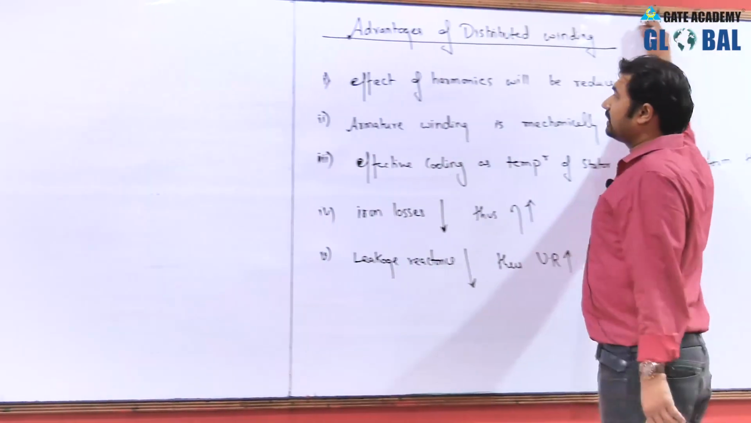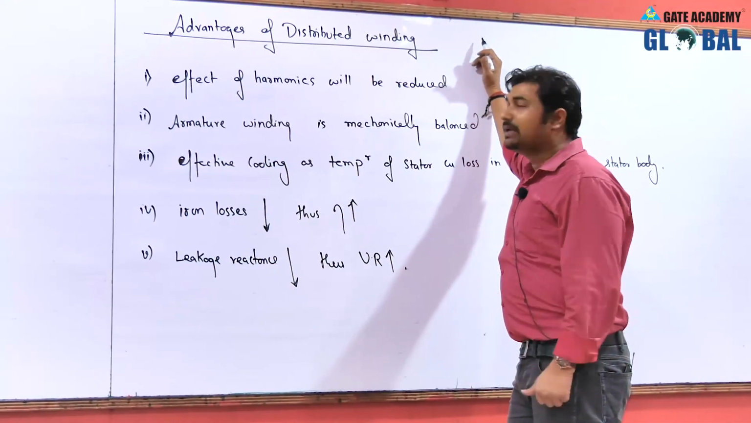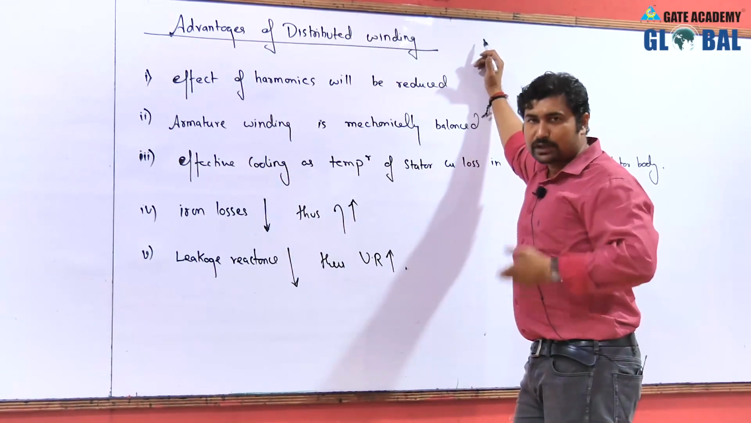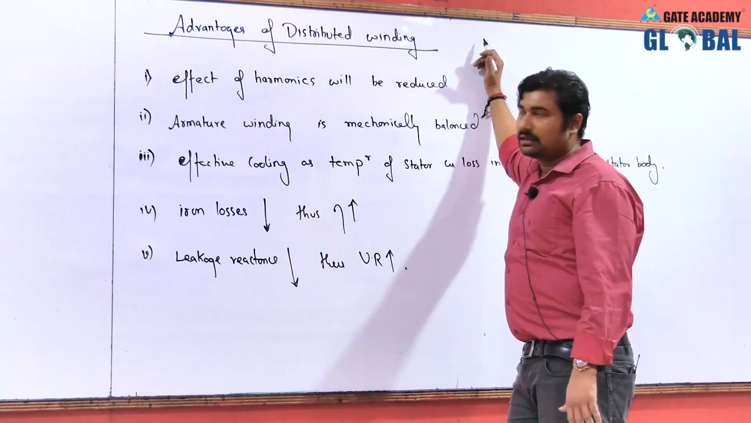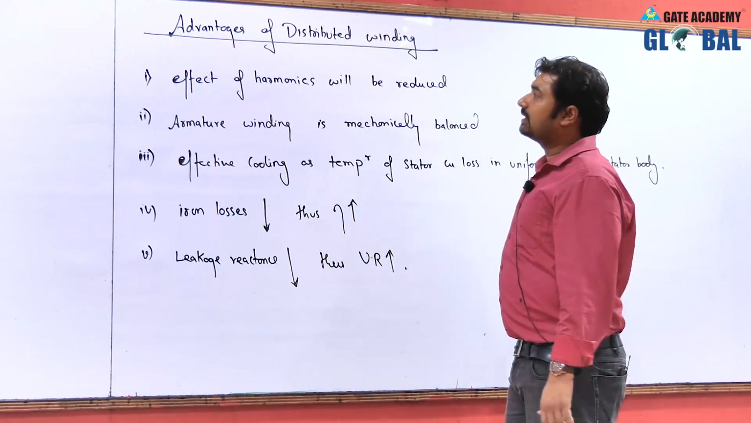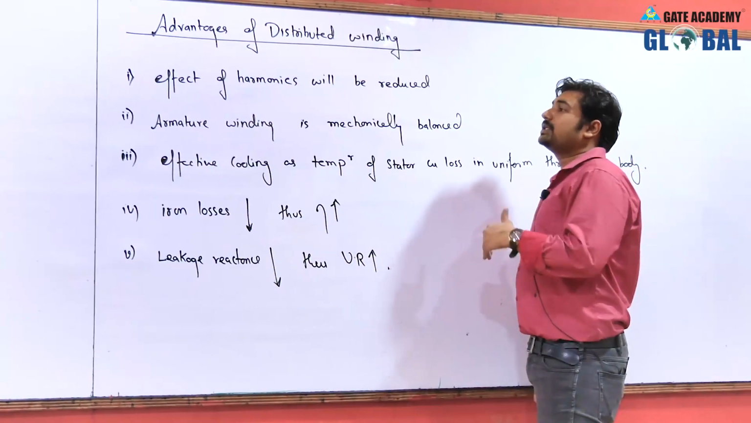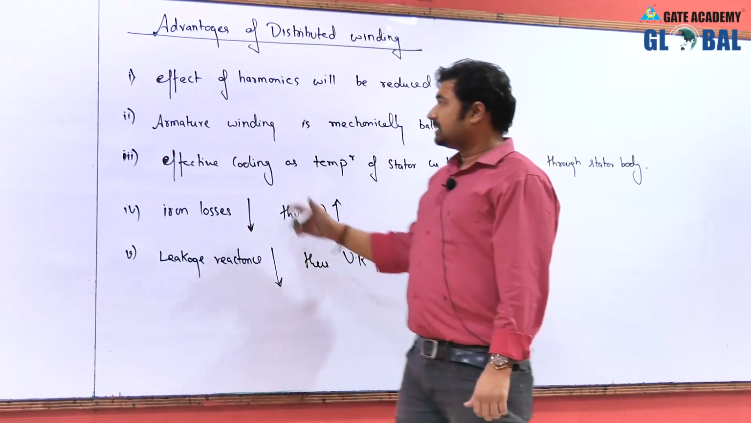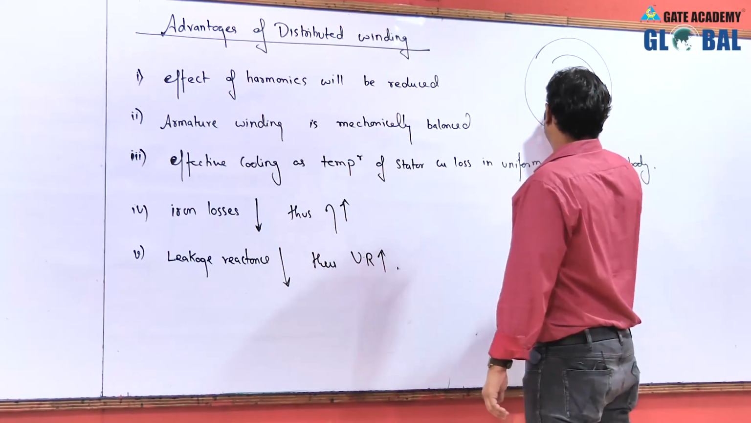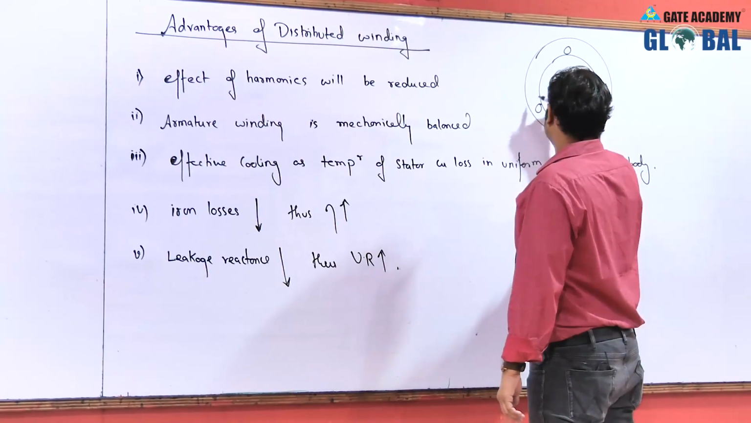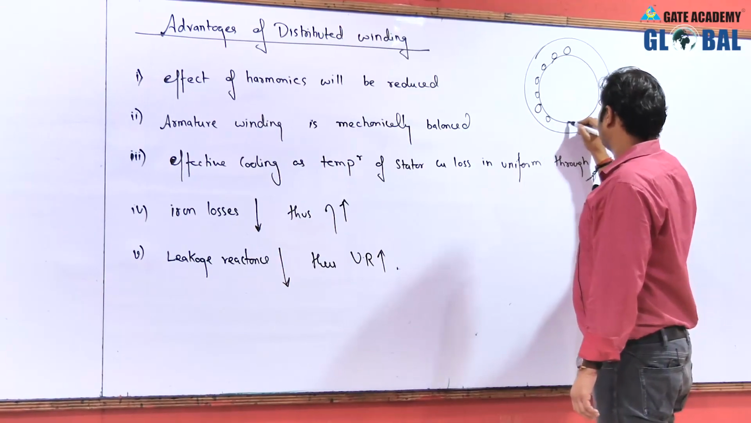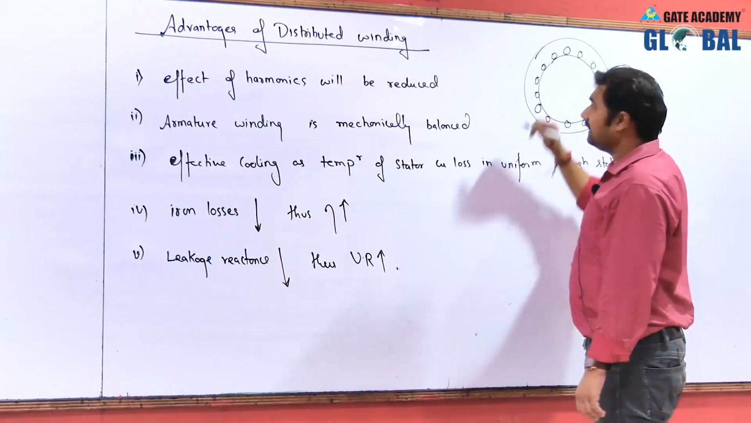In the distributed winding, the effect of harmonics will be reduced. As we have observed, the third, fifth and seventh harmonics, by proper suitable distribution you can eliminate the effect of harmonics, and thereby the waveform of the generated voltage will approach a sinusoidal. Next, the armature winding is mechanically balanced. If we only put 3 phase windings in this way, it is mechanically imbalanced, and if we distribute them uniformly throughout, then the stator will be mechanically balanced.